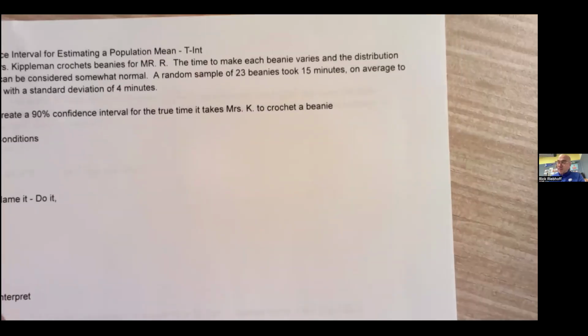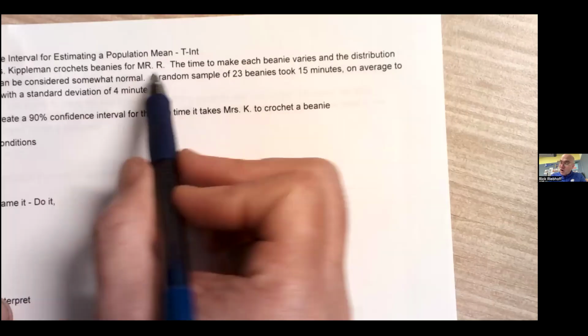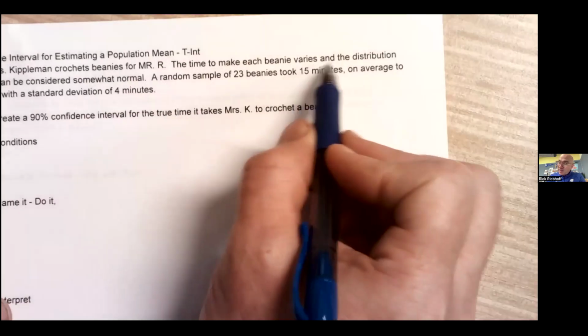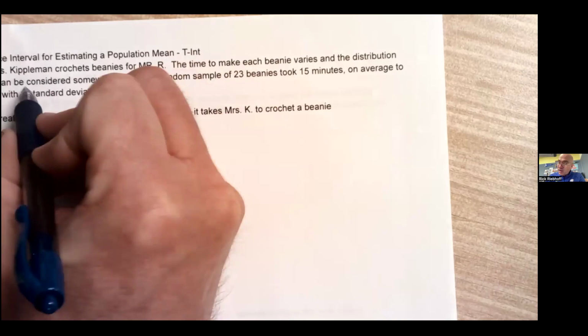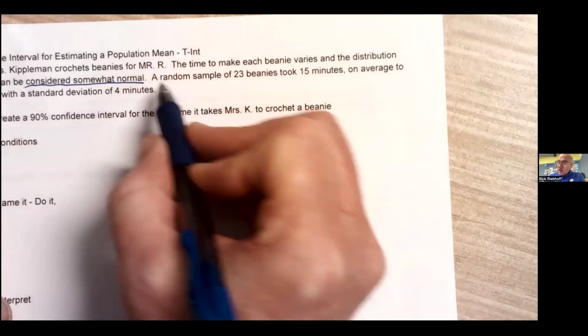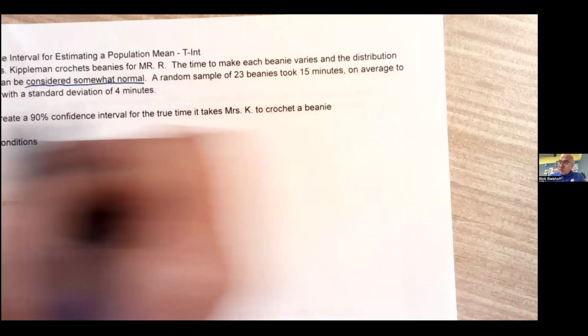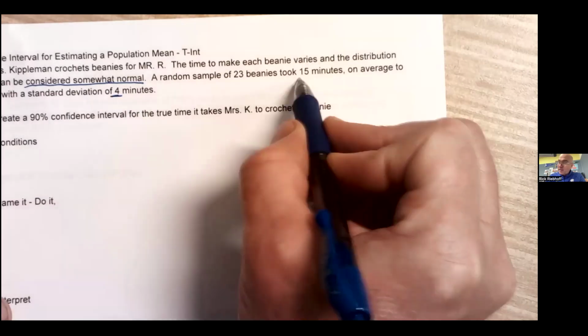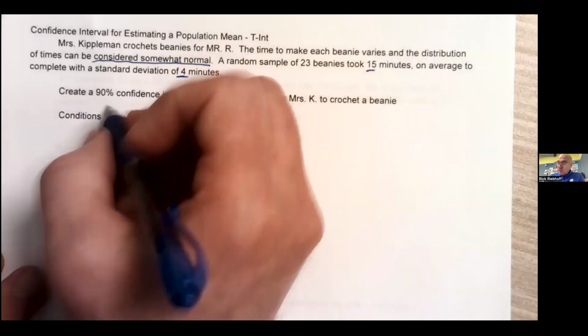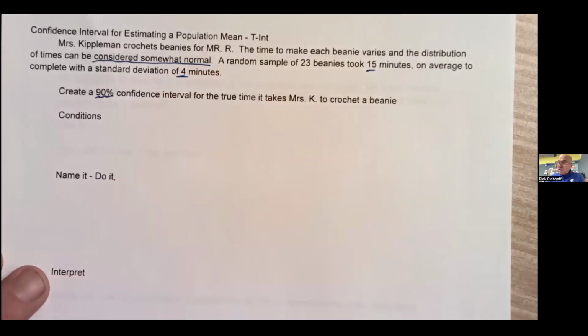Confidence interval for population mean. Miss Kippelman crochets beanies for Mr. R. The time to make each beanie varies, and the distribution of times can be considered somewhat normal. A random sample of 23 beanies took 15 minutes on average to complete with a standard deviation of 4 minutes. Okie dokie. Create a 90% confidence interval for the true time it takes Mrs. K to crochet a beanie.